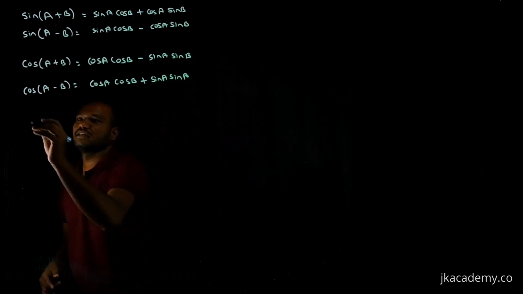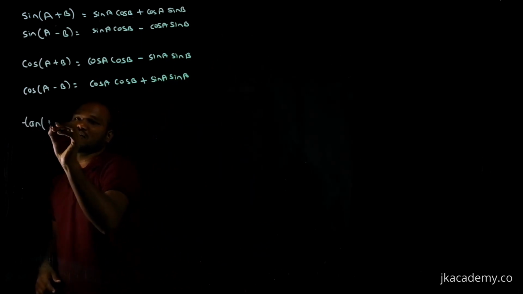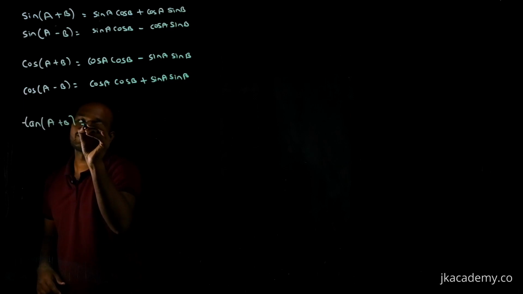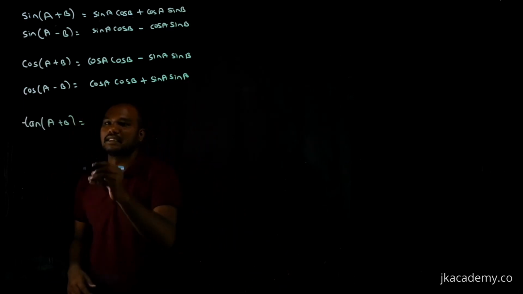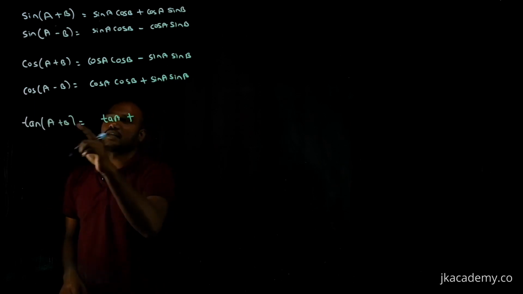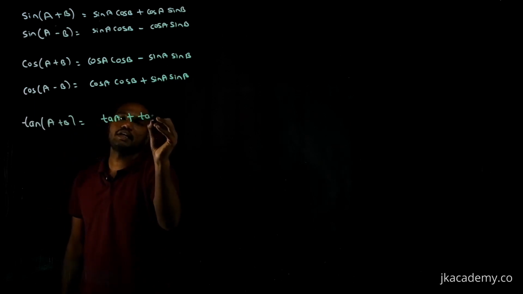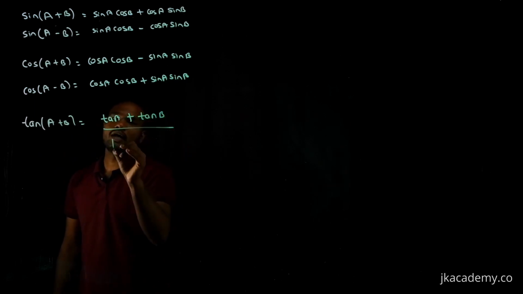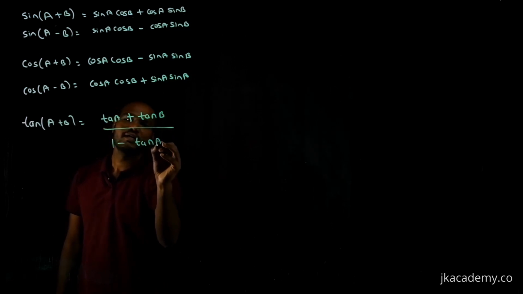Right. Next, you have to remember tan of A plus B. What is tan of A plus B? This is simple. Tan A, and if there is a plus, take plus here: tan A plus tan B divided by 1 minus tan A tan B.